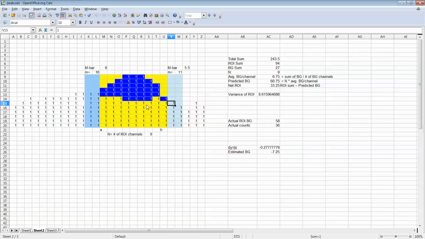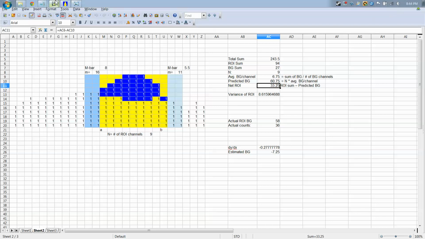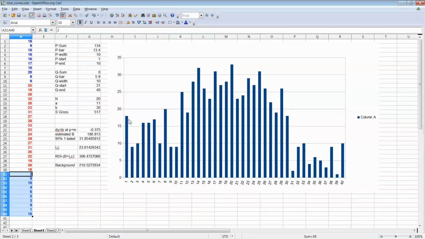And what I boiled down to when I came up with this was the actual background was 58. The calculated background was 60.75, pretty close. The actual number of counts was 36. Somewhere around here I have the counts that I detected. The net ROI was 33, so pretty darn close. This evolved into the next thing that I did. Let me show you the next thing, and this is the final thing, and that's this.